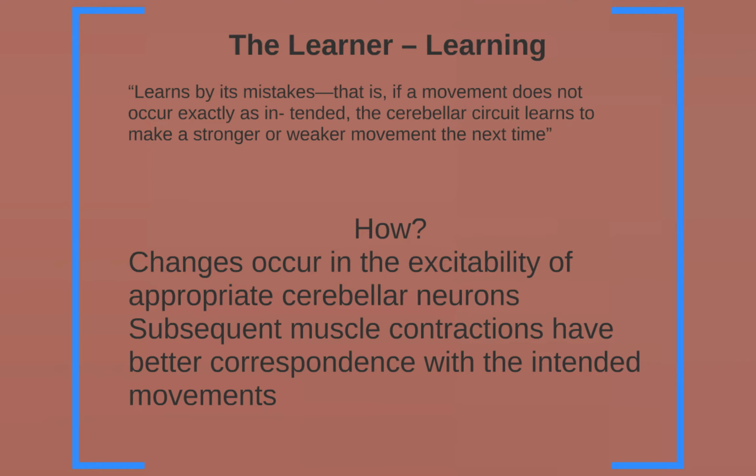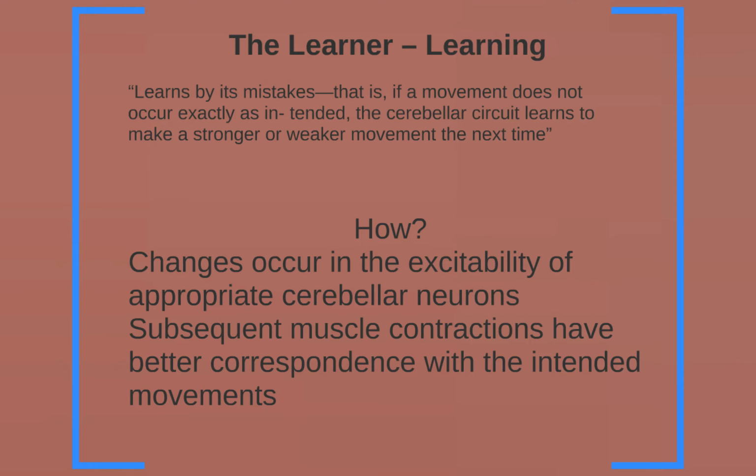Lastly, the cerebellum is a learner, and it essentially learns by its mistakes. If a movement does not occur exactly as it's intended, the cerebellar circuit learns to make a stronger or a weaker movement the next time this movement occurs. Essentially, this plays forward to the need for error correction. In any neurological condition, when you're recovering, it is important that errors are actually allowed to be made, and when they are made, the individual is allowed to try to recover from that error.